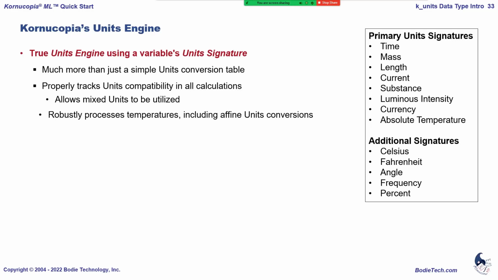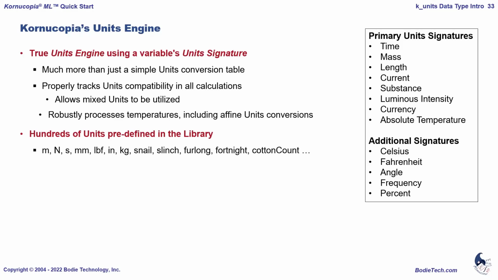It actually tracks them. That's why Kornucopia could tell when you had the x squared instead of x cubed in the formulation that there was a units incompatibility error. And it's also why you're allowed to easily use mixed units however you want. Kornucopia will handle all that stuff. Kornucopia even has robust processes to handle issues with temperature, including affine unit conversions, which is the whole issue that occurs with Celsius and Fahrenheit temperatures, as opposed to using Kelvin and Rankine, which are absolute forms of temperature.